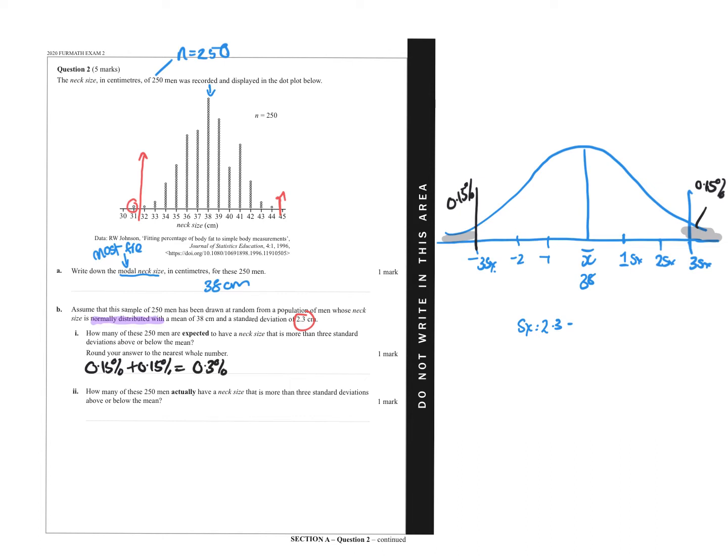So what you would do is you want 0.3% of the 250, so 0.3 over 100 times 250. And you end up with 0.75. It said round to the whole number, so 1 is your answer there.